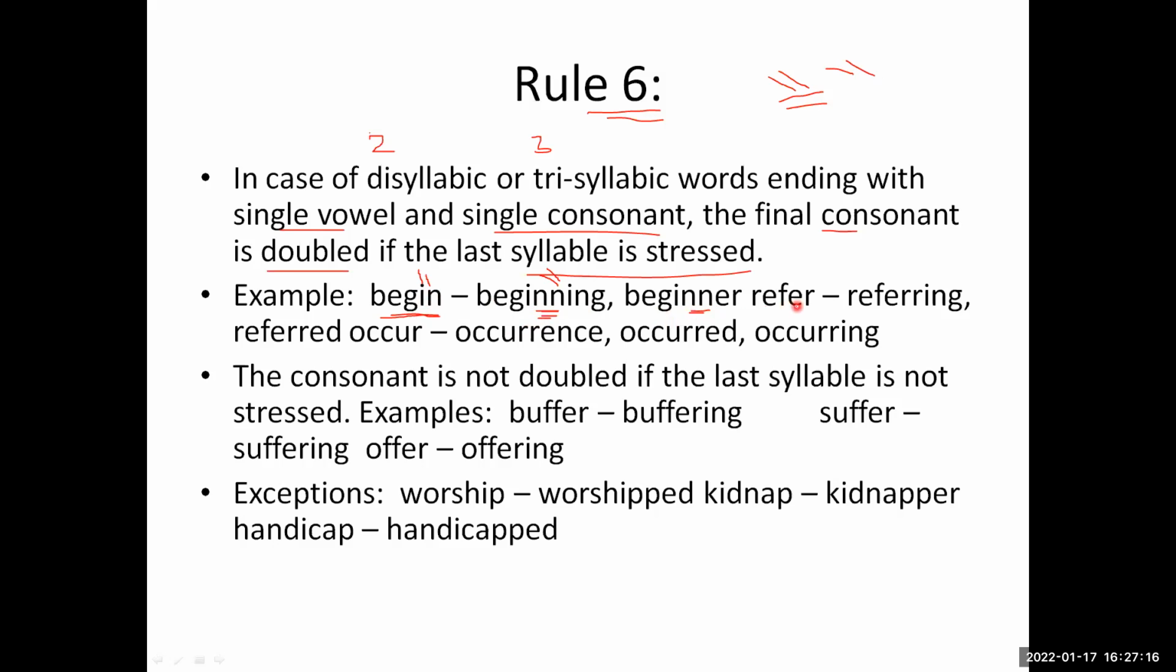Refer, referring. Many students use double F, which is wrong. It is double R. It is referring. R is stressed here, so it is double R. Then referred again. Next is occur. Already double C is there, so the same double C remains here, but also double R: occurrence. What is stressed here? R is stressed here also. So double R, occurrence.